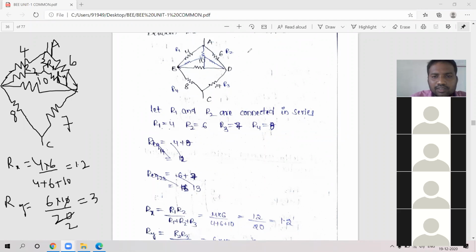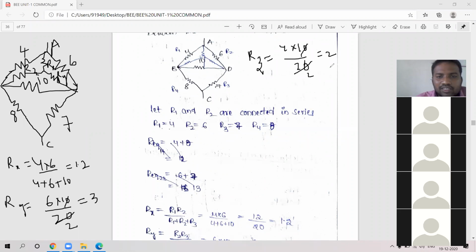Now tell me Rz. For Rz, what resistors are connected? 4 and 10, only. So 4 into 10 by the denominator, which is 20. 40 by 20 is 2. I think everybody got the same values. Yes, sir.